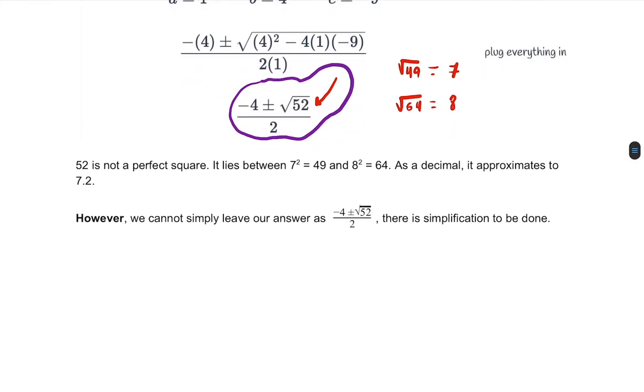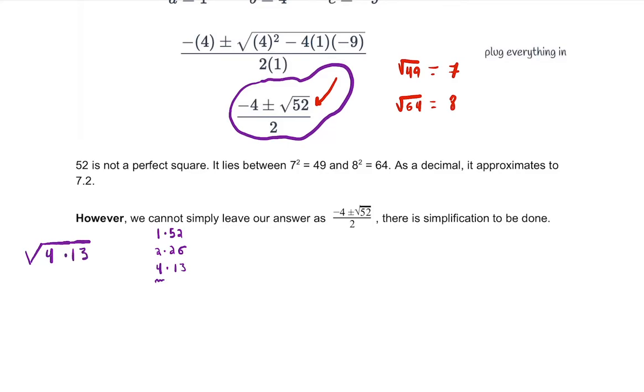If we take this square root of 52 and think about it, one of the things about square roots is that if we can break up their insides into factors, so let's think of factors of 52. We'd have 1 times 52, we'd have 2 times 26, and the one that I'm going to care about is 4 times 13.